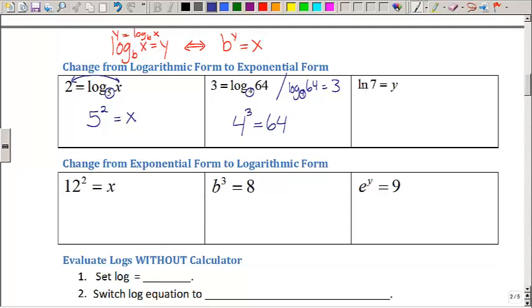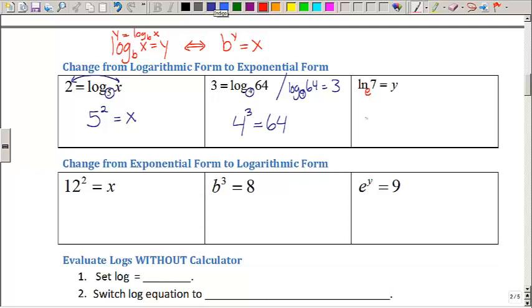And our last problem says ln 7 equals y. This is in logarithmic form, and you want to change it to exponential form. But we don't have a base here. There's no base at all. Does that mean there isn't a base? Well, no, there is a base. It's just an invisible base, and because it says ln, we know that the invisible base is base e.